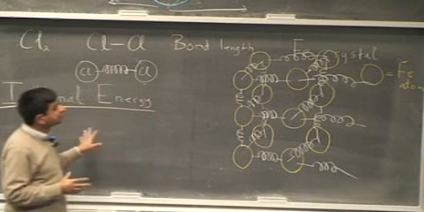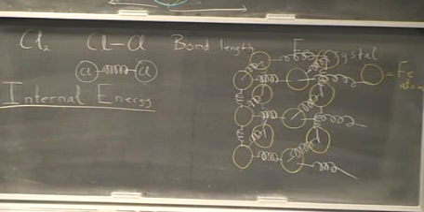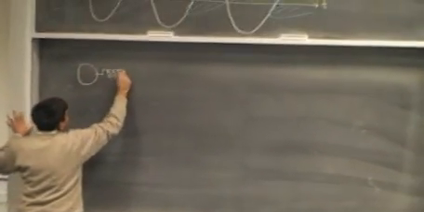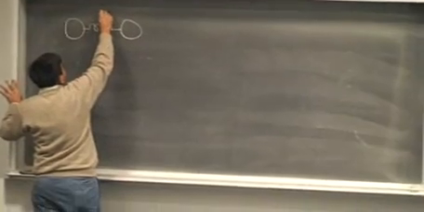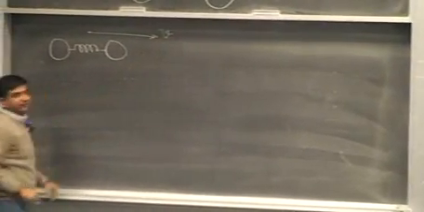Now what we are interested in is the concept of internal energy. Alright, so let me introduce what internal energy really means. Suppose I have a diatomic molecule modeled by a harmonic oscillator, two atoms that are bound together, and this molecule as a whole is moving with a velocity, with a speed v.